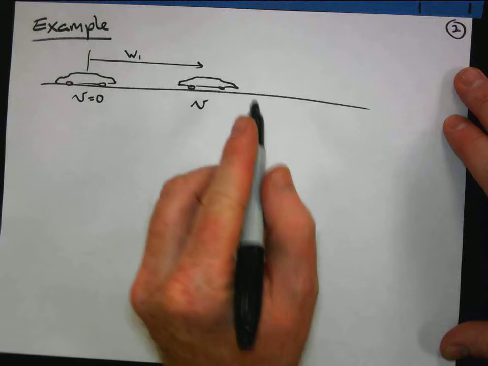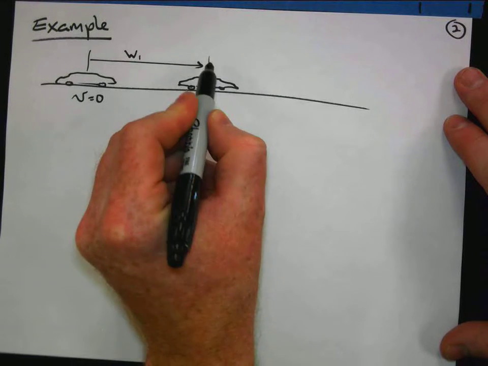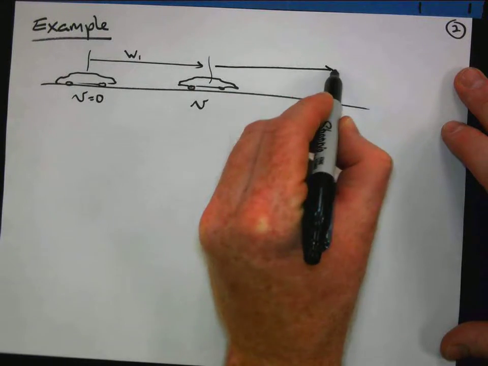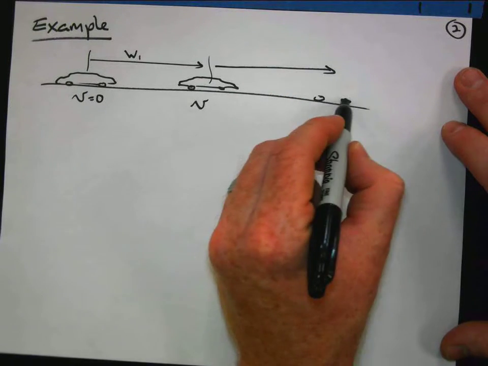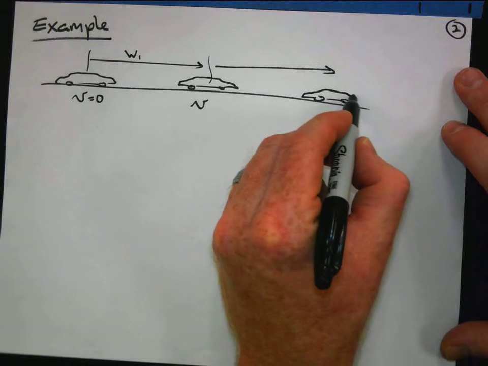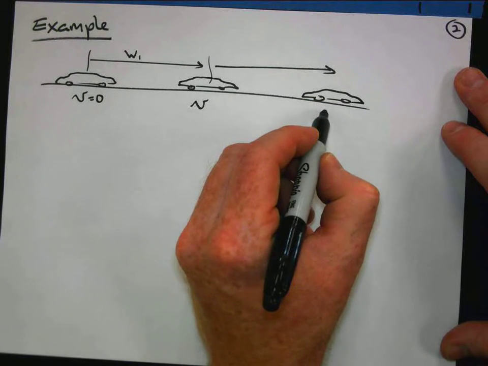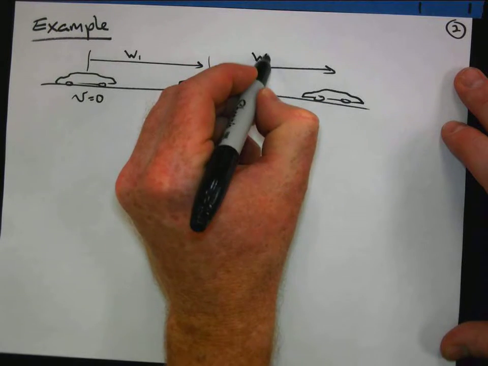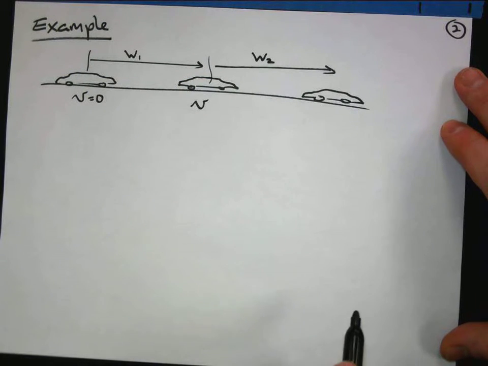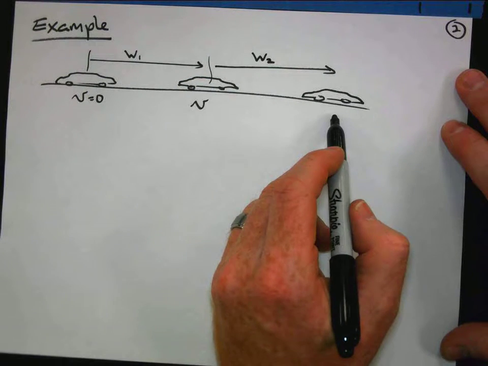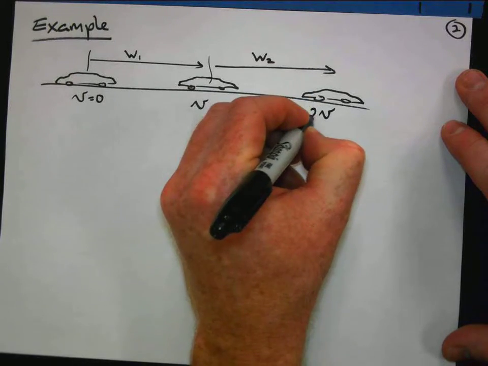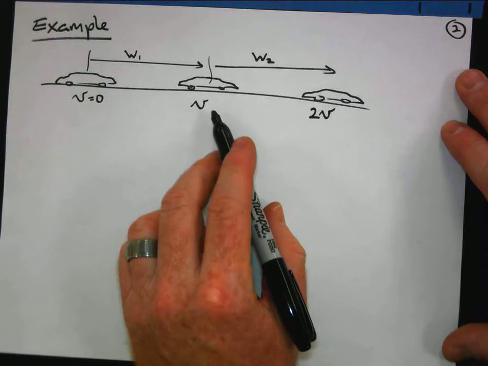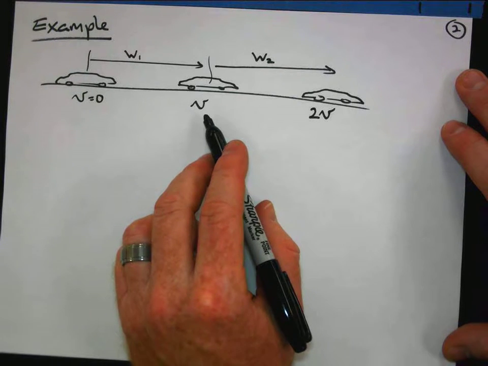Cool. All right. And from velocity v, we're going to do this again. I'm going to do some more work on it. And never mind that it looks like it's sloping down, I apologize. It's just meant to be a horizontal surface. We're now going to do some more work on it, work 2. And work 2 will give it a new velocity now of 2v. So we will have doubled the velocity from this moment right here.